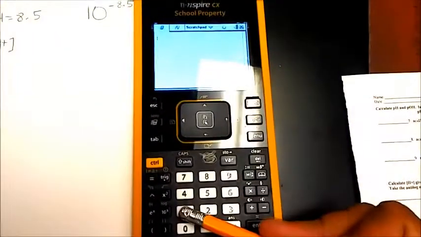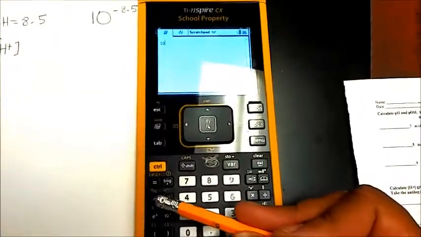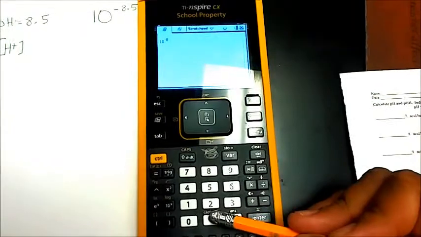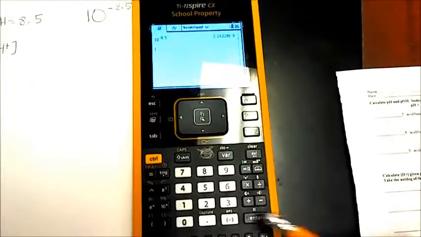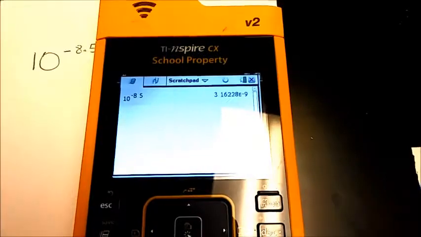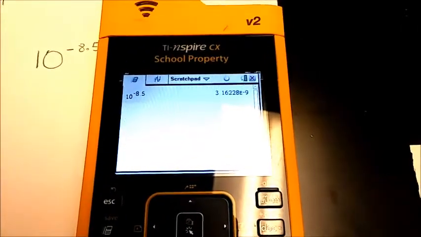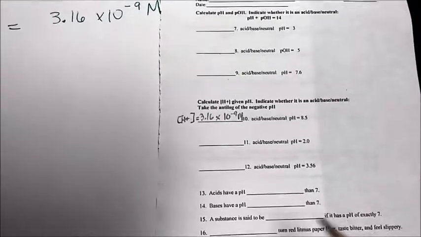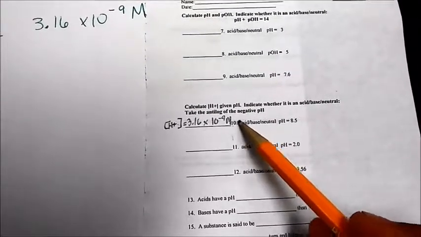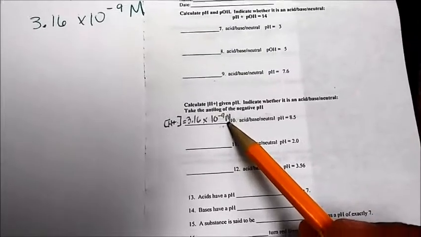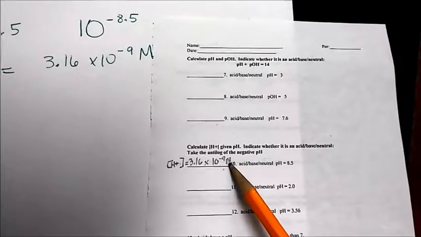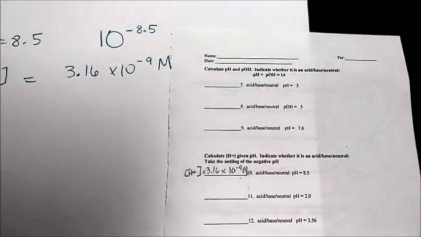Okay, so you enter 10 caret negative 8.5. Enter, and that's going to be your answer. 3.16 times 10 to the negative 9. And you write it down as your answer. So there you go. This is how you write it on your actual paper. Don't forget that if you're looking for the hydrogen ion concentration or the hydroxide, you're always going to have the unit of molarity at the end of it. And then keep in mind that pH does not have a unit, so it's just going to be a number. So that's it.